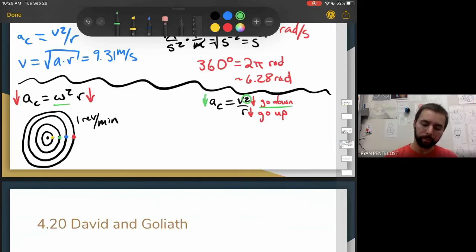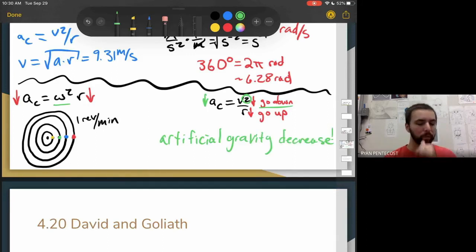Right? So the question is, will the artificial gravity change? So artificial gravity will decrease if you start moving towards the center, right? And then once you get to the center, as that space station is rotating around you, but you're at the center of the axis, you should feel weightless, right? If you are in true zero-G space.